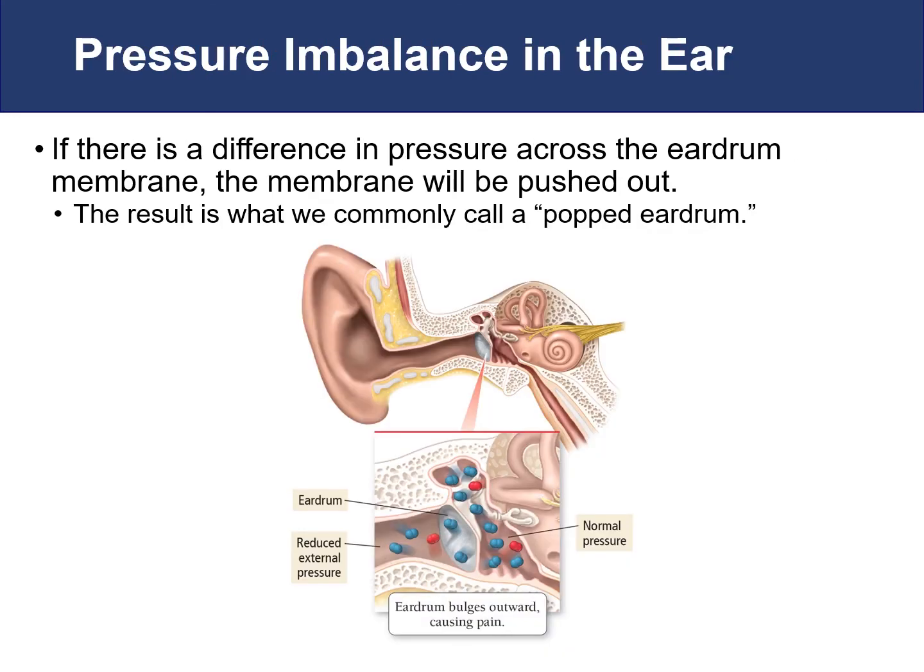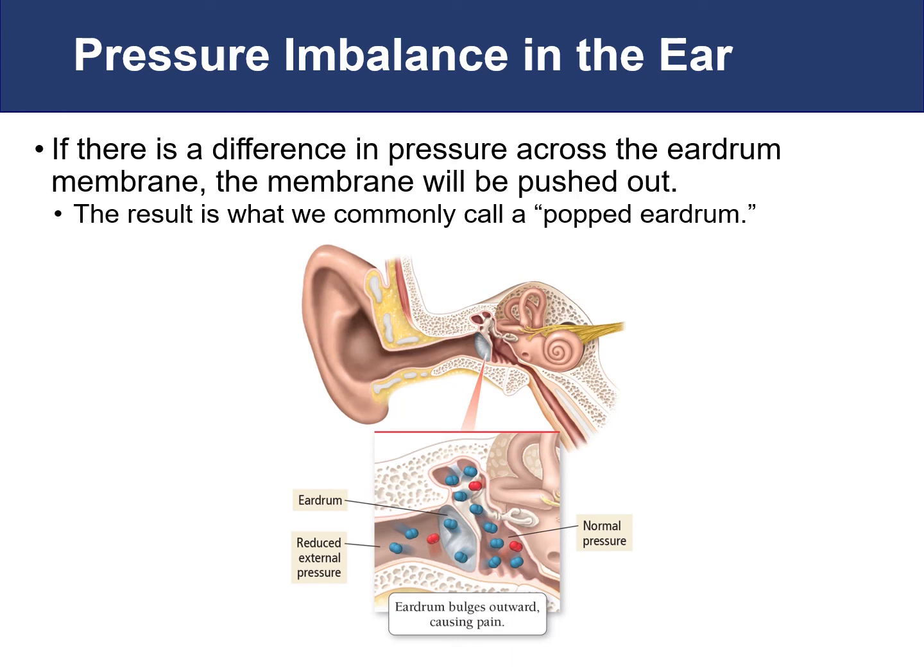Another example of gases and pressure is your ear. So if there is a difference in the pressure across the eardrum membrane, the membrane itself can either push in or push out. When it pushes out, this is what we commonly call a popped eardrum.